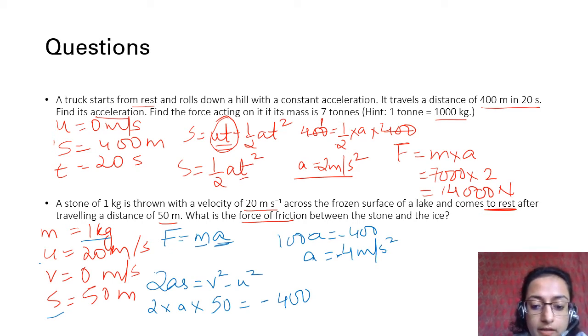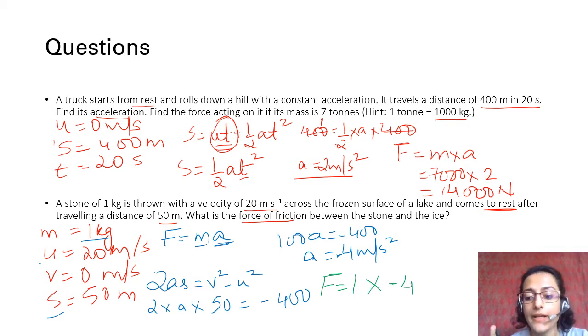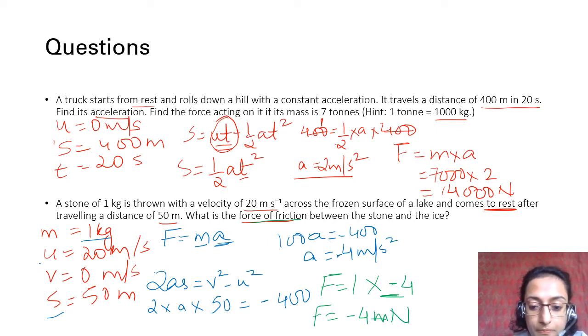Now you find, simple, you find force. Force is equal to mass, 1 kg, into acceleration, minus 4. Please keep in mind these negative and positive signs, because force can be negative also, right? Negative force, because it is force of friction, it is working against the direction of motion. So this is minus 4 Newton. Okay, minus 4 Newton is the answer.